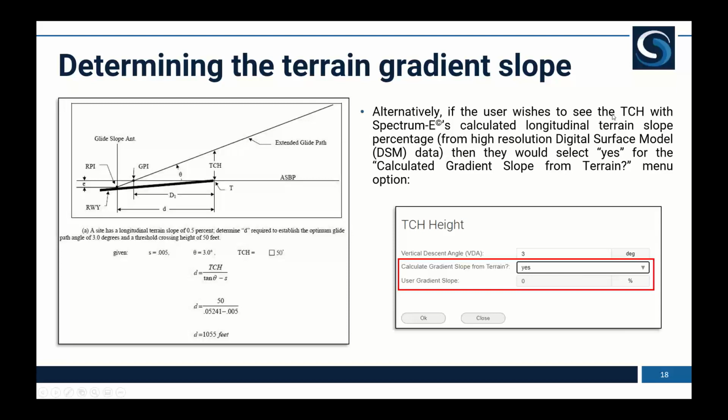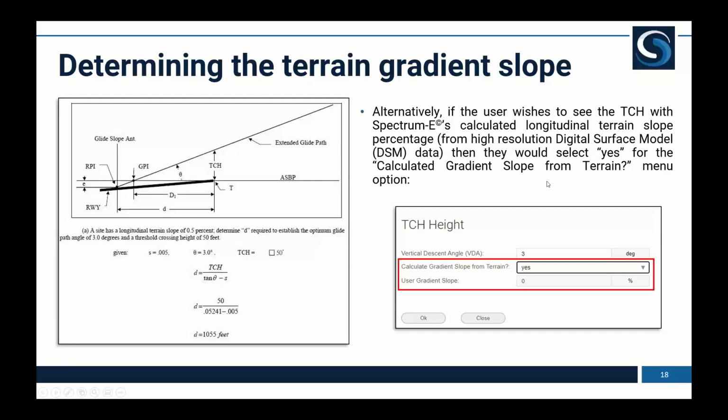Alternatively, if the user wishes to see the terrain crossing height with Spectrum E's calculated longitudinal terrain slope percentage, this can be determined if you have access to high resolution digital surface model data, or DSM data, such as 1 to 5 meter resolution. Then you would be able to select Yes in the Calculate Gradient Slope from Terrain option, and the software will take the terrain data and calculate the slope accordingly. So you wouldn't have to enter in a slope manually. But again, that's really only recommended if you have 1 to 5 meter resolution data accessible to you.